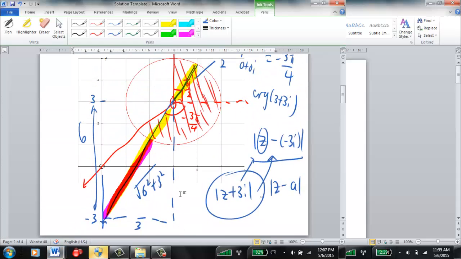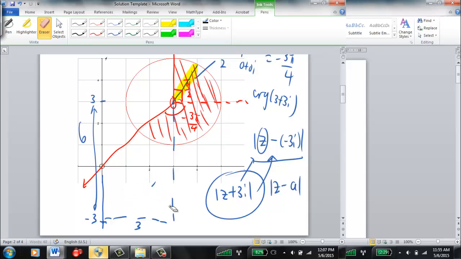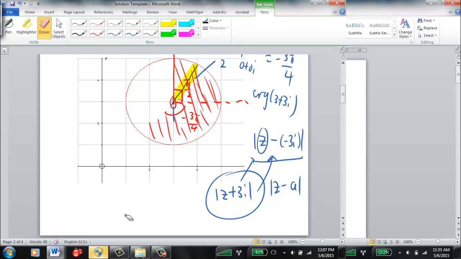I'm going to erase things. Let me erase this, erase this. Okay, and then I'm going to reconstruct this again. This is dotted. Okay. Now, where's arg z? Arg z is here.